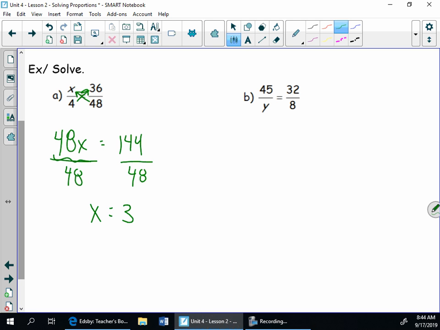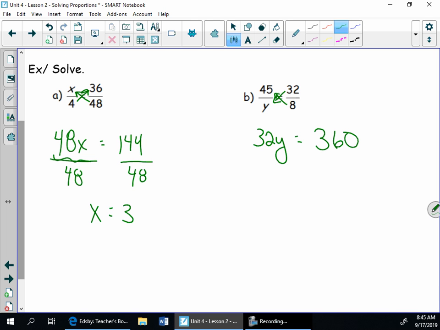Okay, we'll try the next one. 32 times y makes 32y. Notice this time, I did the diagonal from right to left first. I want to get my letters on the left-hand side if I can. This makes my life a little bit easier. 8 times 45 is 360. So my fractions are gone.